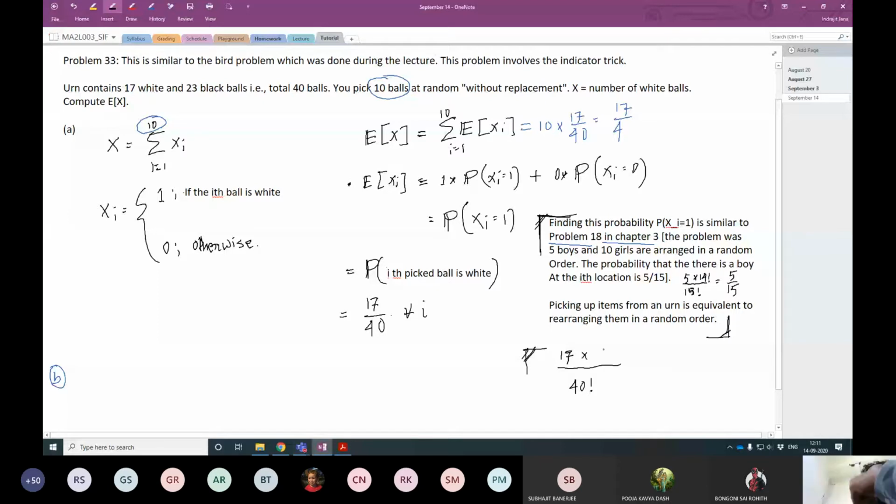If you are picking off items and putting them aside, you can talk of which one is the first one, second one, third one, and so on. Essentially, it's like rearranging them in a way, which is being used here. And all of this was actually explained in previous tutorials.